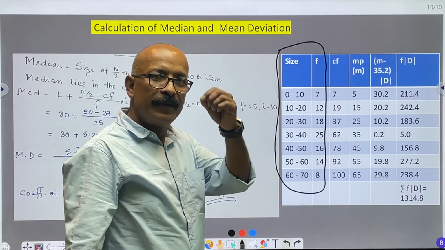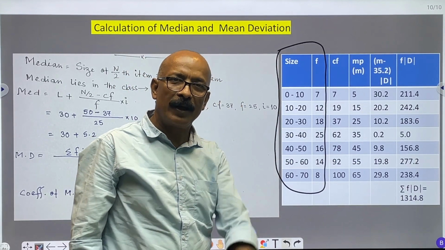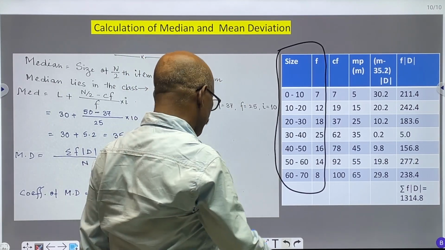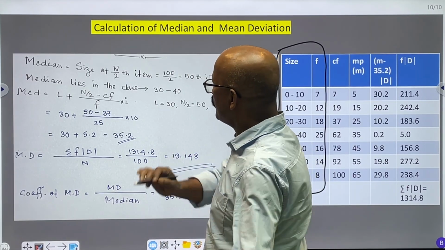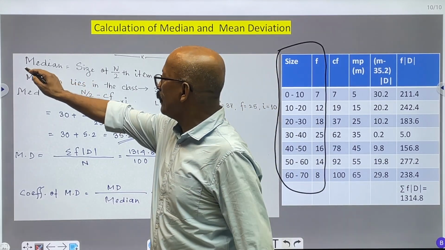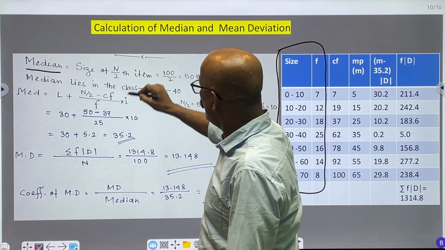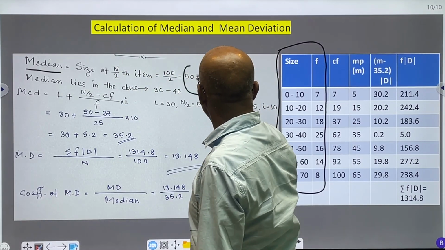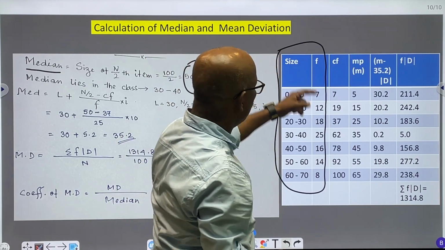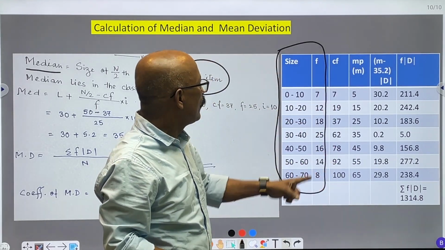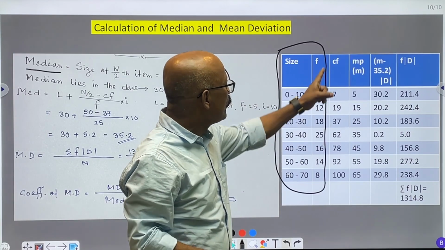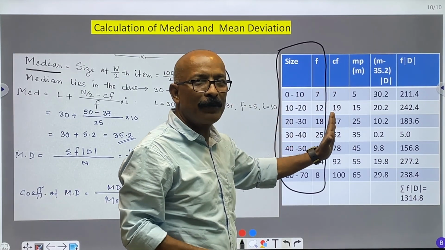Now you see, in case of central tendency, you learned how to calculate the median. Here it is also the same procedure. To get the value of median, the size of n plus 1 by 2, the 50th item. But before that we have to calculate cumulative frequency. It is very easy to get the value of cumulative frequency.